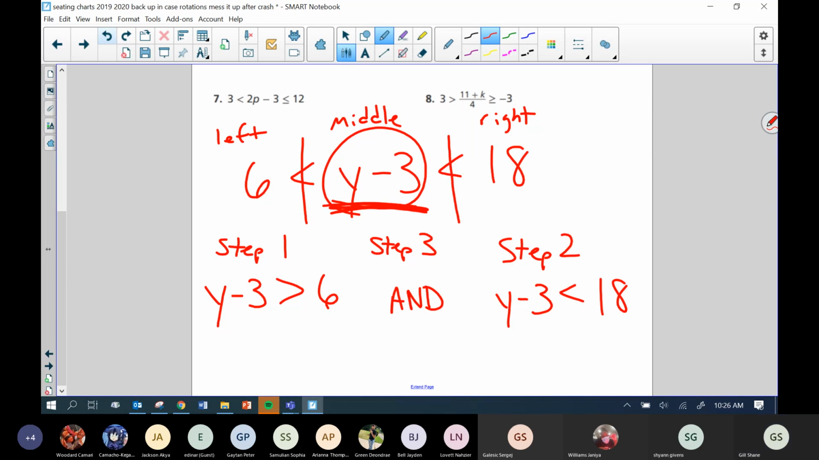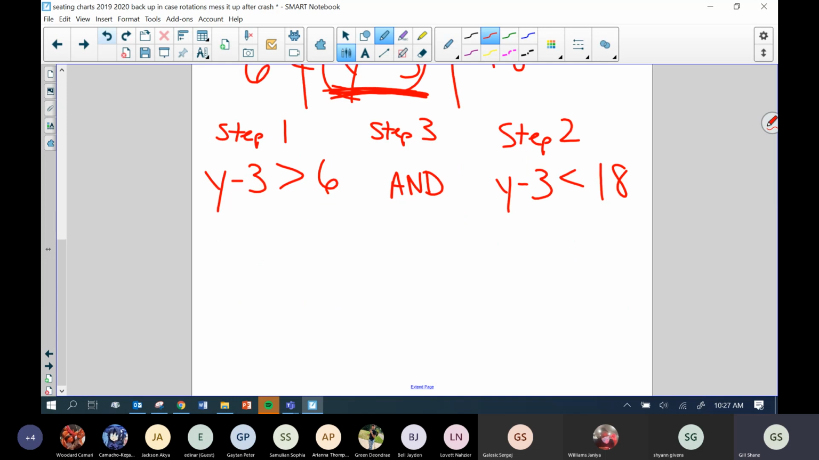Yeah, I got you. So now though, I can't graph y subtract 3 is greater than 6. I can't graph y subtract 3 is less than 18. I need to solve for y in both of these. And that's just a 2-step equation, just like everything else. Most of the math, like I said, is normally pretty easy in these. It's not going to be nearly as difficult as some of the stuff we've done.